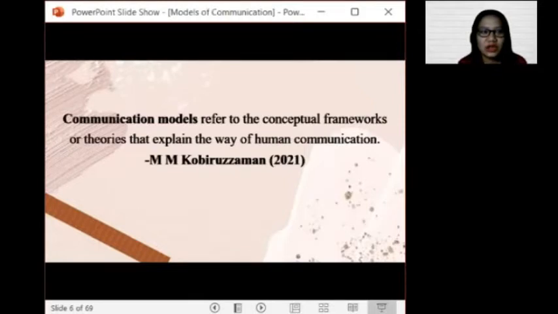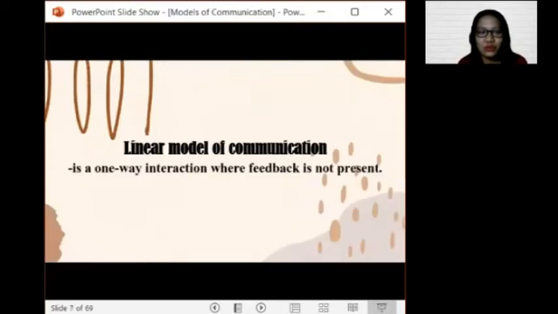Now we're going to describe another definition of a communication model, by Kobiruzoman, 2021. According to him, a communication model is a conceptual framework or theory that explains how humans communicate. Now let's go to the three major models of communication. The first one is the linear model of communication. The linear model is a one-way interaction where feedback is not present. Here, the receiver is not required to give feedback during the communication process.